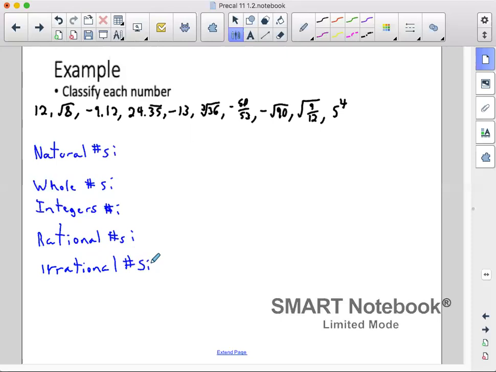Now, numbers can fit into more than one category. So for example, our first one, 12, is a natural number. It is also a whole number, as well as an integer, and it is rational. Next one, square root of 8. If we did that, it would give us a decimal, so it's not a natural, it's not a whole, it's not an integer, and it doesn't meet the pattern for rationals, so it is an irrational.